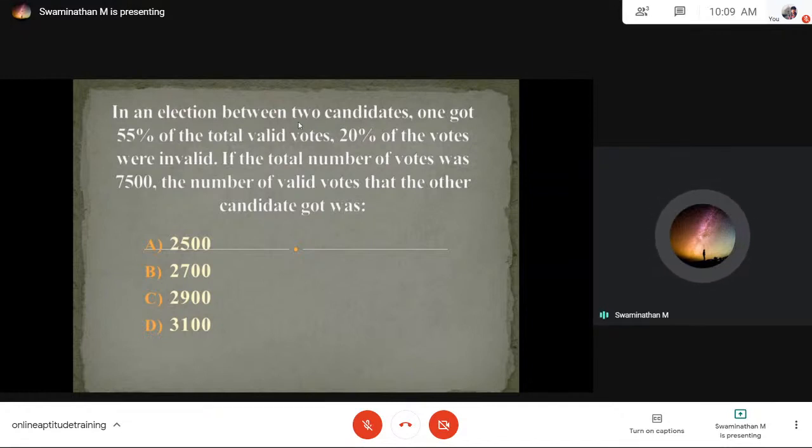That is the answer. 45% of the total valid votes. But we don't have the number of total valid votes. We have only the total number of votes. Okay.